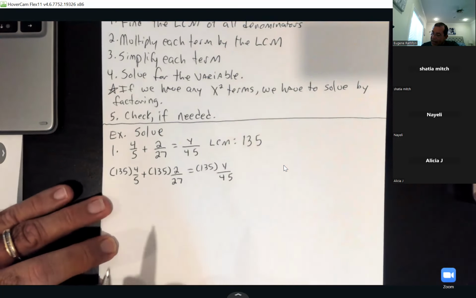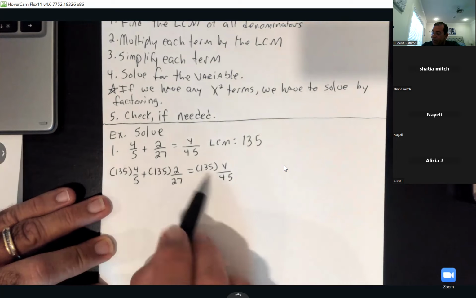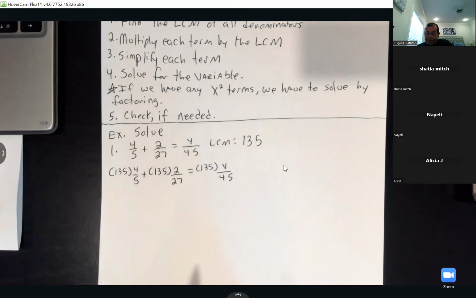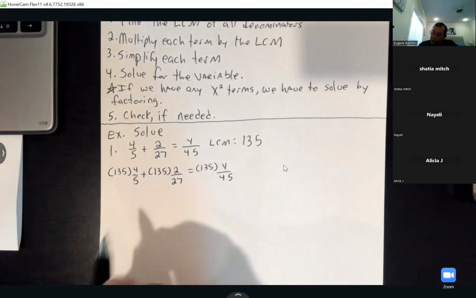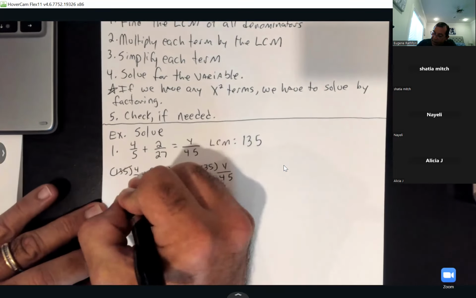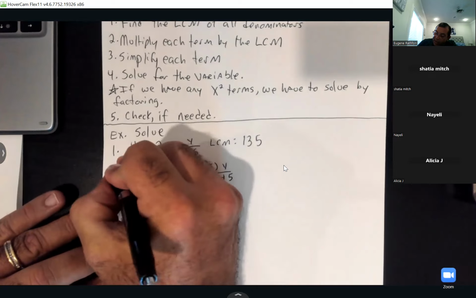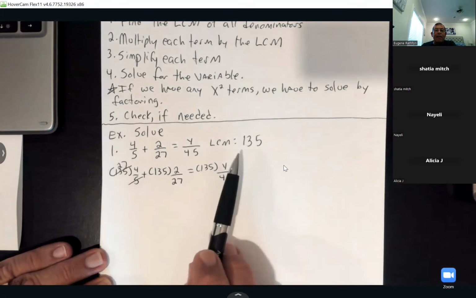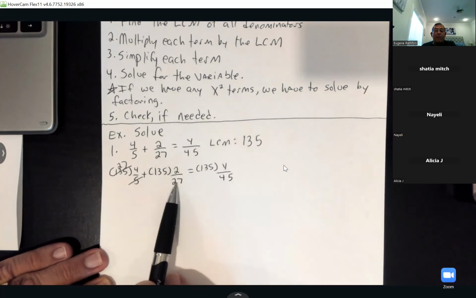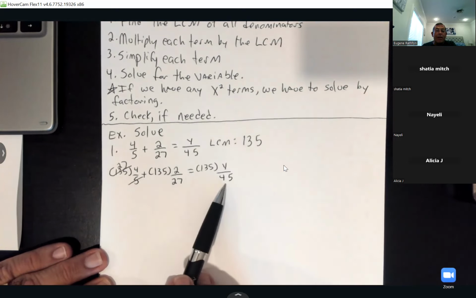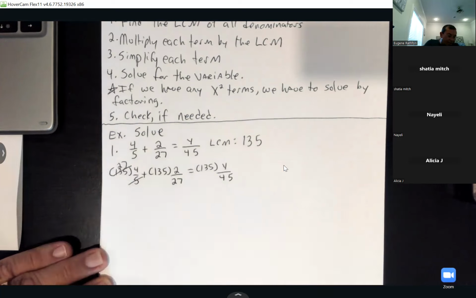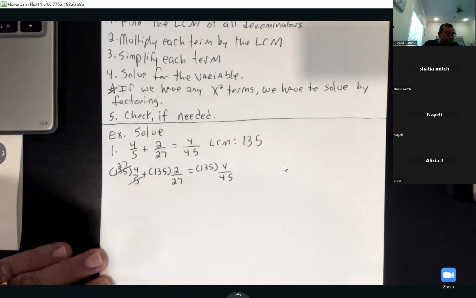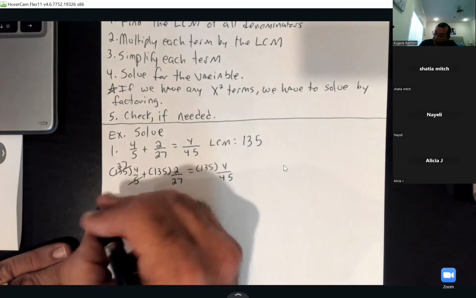Now, the reason I did that is because now I can cancel these denominators out. So let's see what we get. 135 divided by 5 gives me 27. This way you're finding the least common multiple, because it'll divide by all of these denominators, okay? So now 27 times 4 gives me 108.